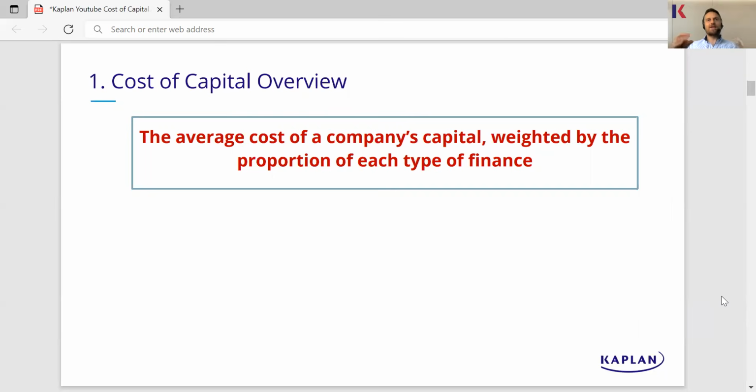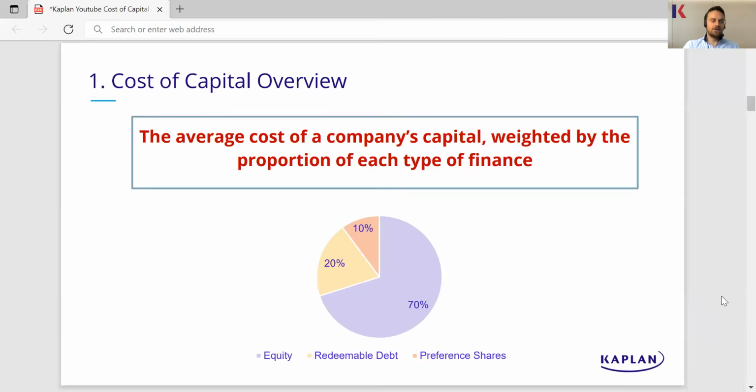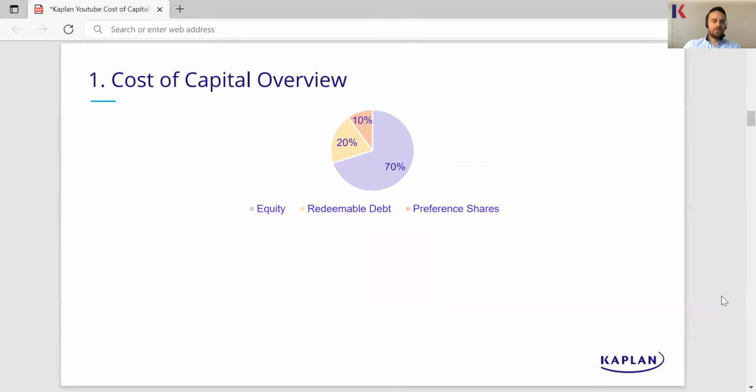And then all we're doing is taking an average of those costs. But rather than just saying, oh, we'll just add them all up and divide them by 3 or whatever, we'll weight them based on how much the company has of each type of finance. So as a quick example, let's imagine that we've got a company and they've got 70% equity, they've got 20% debt, and in this instance, it's redeemable debt specifically, and then they've got 10% preference shares. So that's what we call their capital structure. That's the makeup of the business. That's where they've got all their money and all their finance in the company. So same weightings, 10, 20, 70.